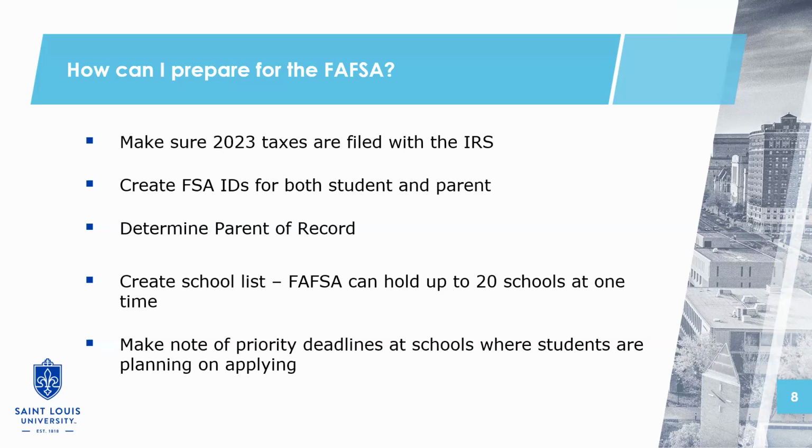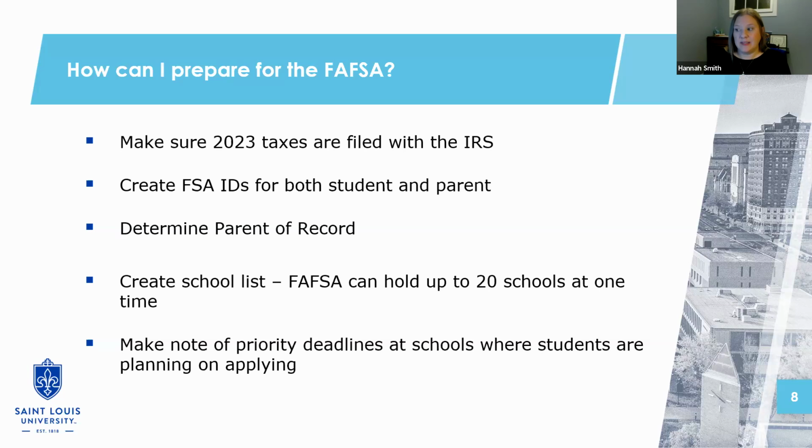The student will need one, and then the parent will also need one to fill out their contributor portion of the FAFSA. If the parents are married and in the same household and they filed married filing jointly taxes in 2023, only one parent needs that FSA ID to be able to get in and complete the parent portion. So the student and at least one parent will need that FSA ID to be able to fill out the FAFSA.